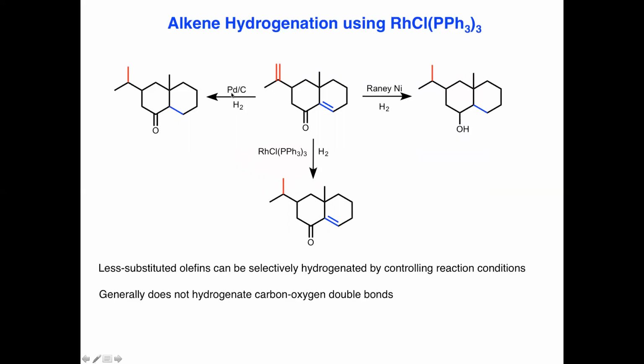And so if we were to do this using palladium on carbon, this is a very commonly employed heterogeneous hydrogenation catalyst. This is going to very quickly just hydrogenate both of the carbon-carbon double bonds in this case. If we went to Raney nickel, this is another common heterogeneous catalyst. This is not only going to hydrogenate both of our carbon-carbon double bonds, it's also going to hydrogenate our ketone into an alcohol group. And so this is just a nice example of how you can judiciously pick your catalyst and your conditions to be able to very intricately change one functional group while leaving some other functional groups intact.